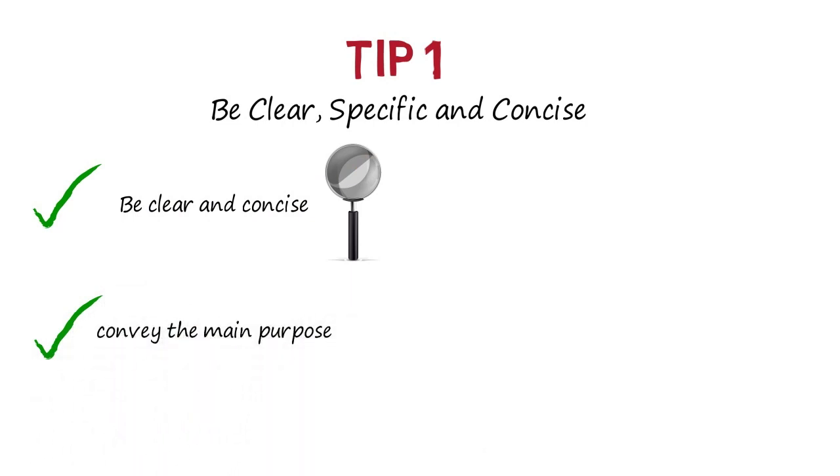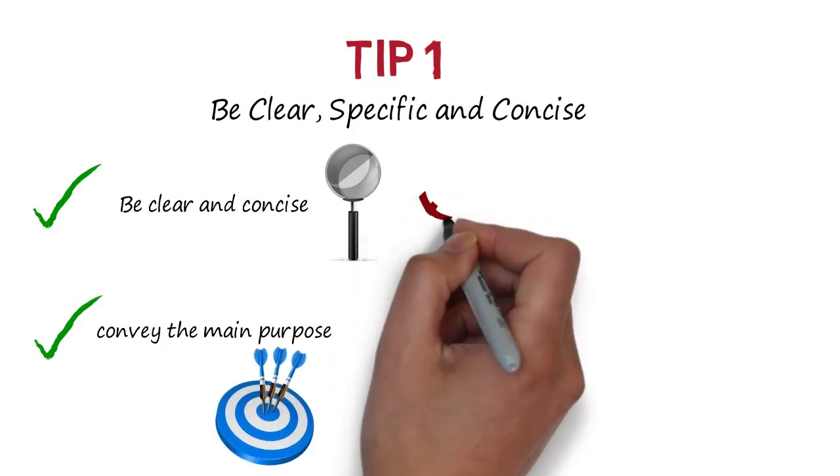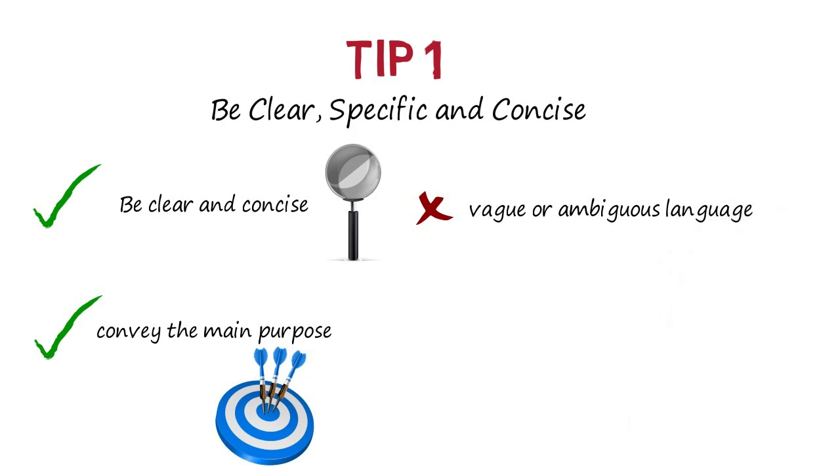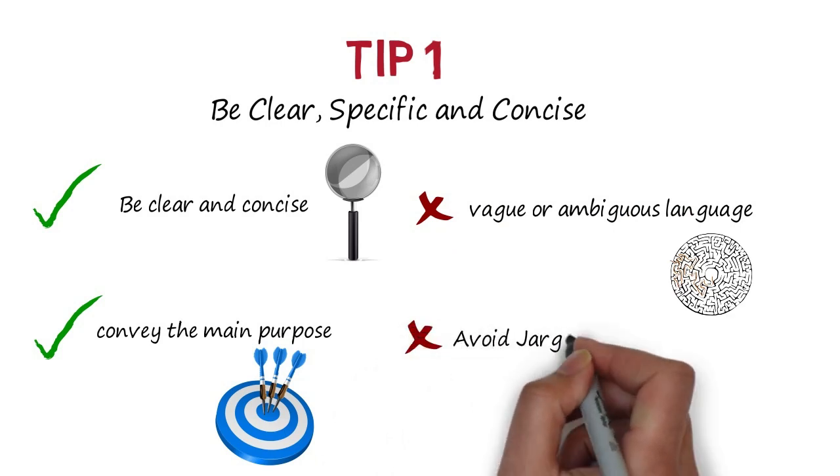Be specific. A specific title helps readers understand the precise focus of your research. Avoid broad or general terms that can lead to confusion. Instead, include details that clearly define the scope of your study.